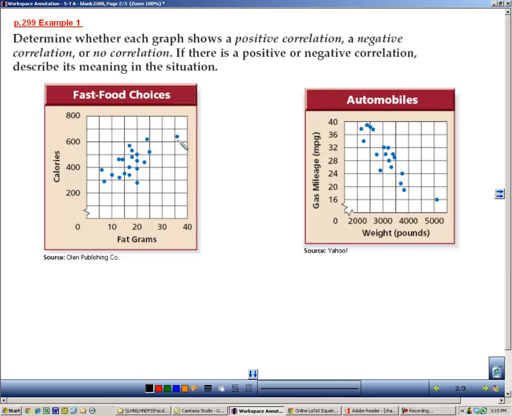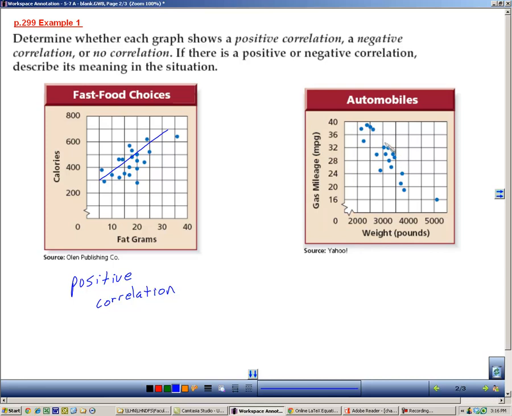As we look at these ordered pairs, they tend to be going up and to the right. If you put an imaginary line kind of through the middle, this line might display what all the points are doing. So we would say that this graph shows a positive correlation. Now, what does that mean? That means that as fat grams increase, there's an increase in the calories of items that you buy at a fast food restaurant.